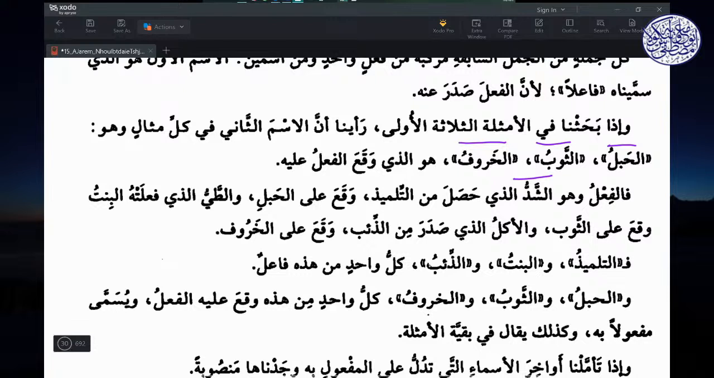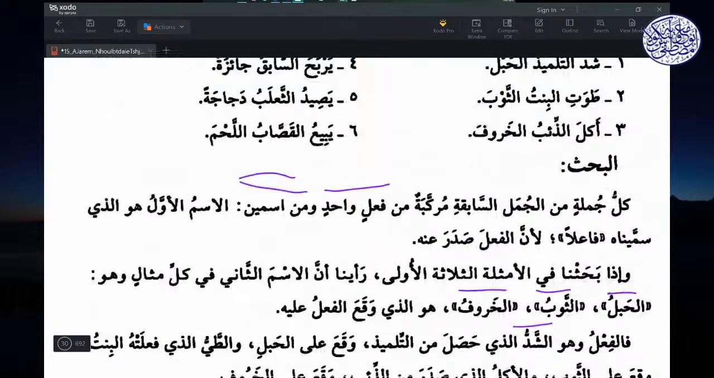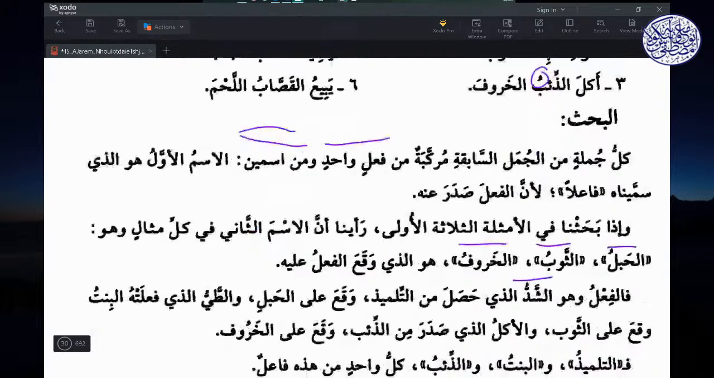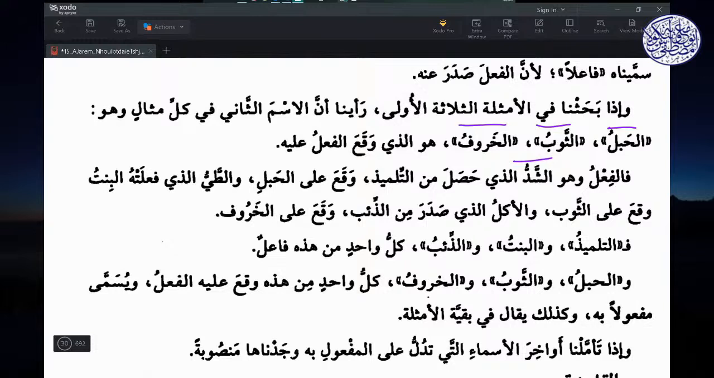فالتلميذ والبنت والذئب كل واحد من هذه فاعل. So the tilmidh, the bint, and the dhi'b, if you look up here, all of them have the dhamma, being marfu', right? Then they are the fa'il. They are the ones who did the action. وَالْحَبْلُ وَالثَّوْبُ وَالْخَرُوفُ. Now here, if you notice, they got dhammas, but that's only because of what they are in this sentence we're talking about right now, not in the sentence above. In the sentence above, we'll see that they have a fatha, right?